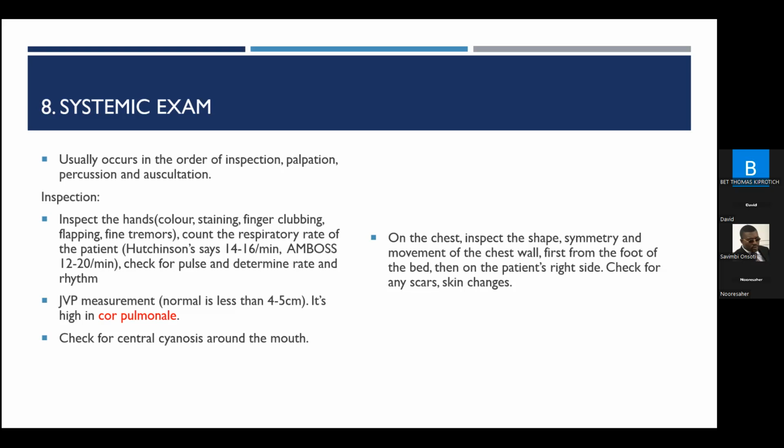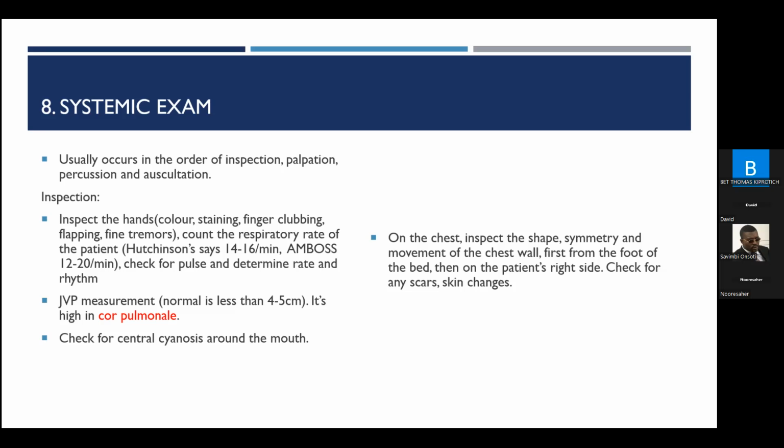So you also check for the pulse and determine the rate and rhythm. While inspecting, you check for the jugular venous pressure. This is the jugular vein, located in the neck region. There's also a technique for this, which we'll show you when we get to the ward.